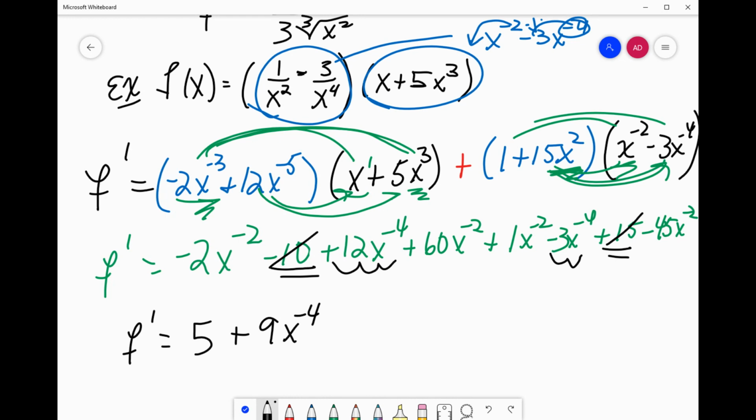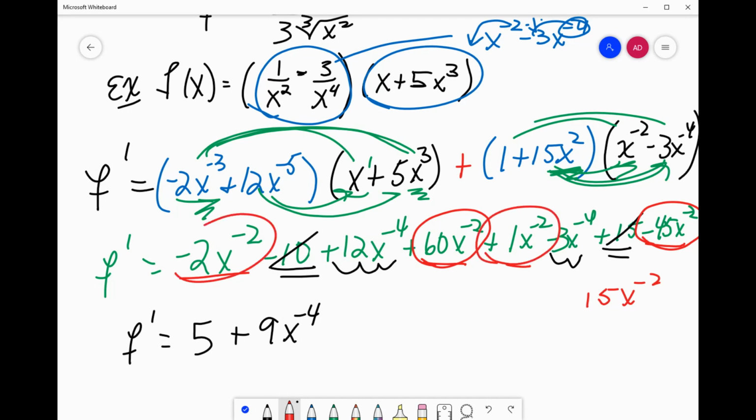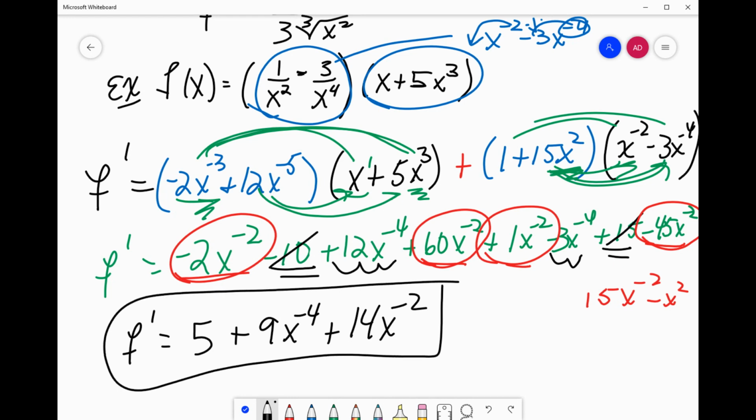Now look at these guys. I have x to the negative 2 and x to the negative 2 and x to the negative 2 and x to the negative 2. I have a lot of x to the negative 2's, right? So I like to do things a little differently. I have a 60 and a 45. That makes 15, right? I have a 1 and minus 2, so that makes a minus 1. So it looks like I'm going to get a 14x to the negative 2. And I think I got them all. And there's my f prime.